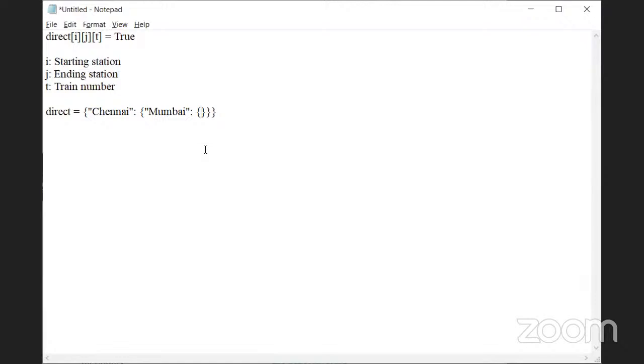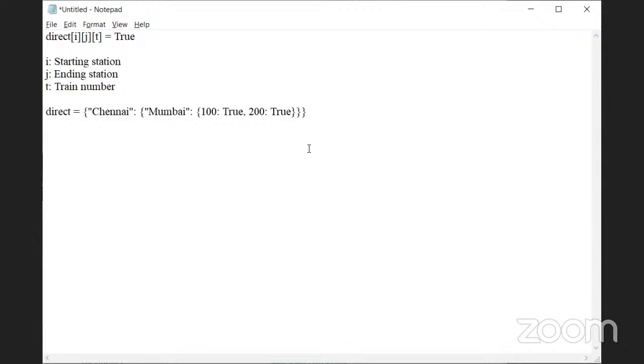Let's take number 100. Just assume there is some train number 100, and it actually runs from Chennai to Mumbai. For this train number 100, starting station is Chennai and ending station is Mumbai, as per the card we have. If that is the case, we will write true. Right? There is a possibility that there is another train which runs again from Chennai to Mumbai.